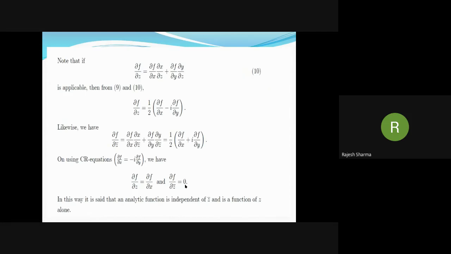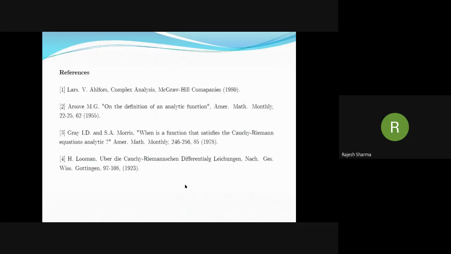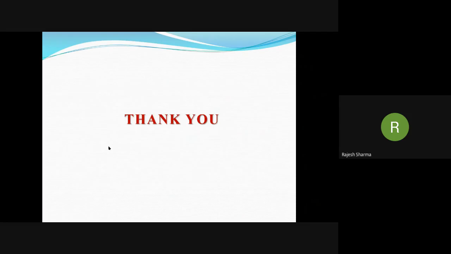So in this way, it is said that an analytic function is independent of z conjugate and is a function of z alone. These formal arguments support the point of view that analytic functions are the true functions of a complex variable and other functions are just functions of two real variables. Now these are references. You can read these two interesting articles: on the definition of an analytic function, American Mathematical Monthly; and second, when is a function that satisfies the Cauchy-Riemann equation analytic. Thank you.